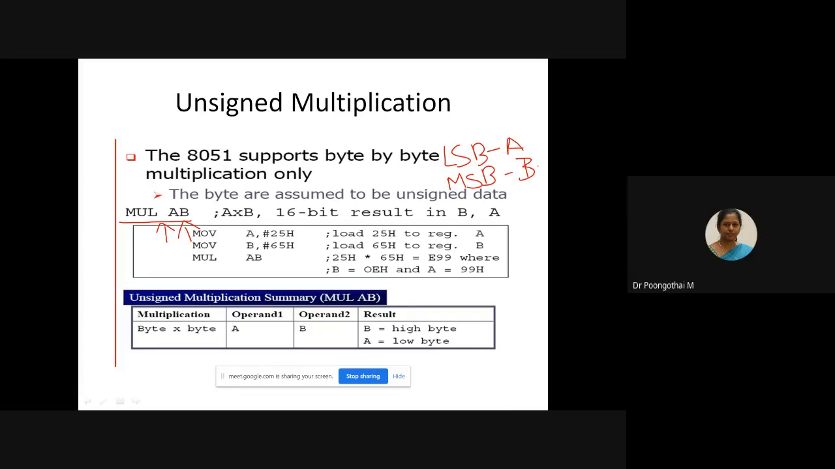Here I am multiplying two hexadecimal 8-bit numbers, 25 and 65. After multiplication, the answer is E99. So it is separated: 99 is in accumulator and 0E is in B register. So your A holds the LSB and B holds the higher byte. That's all.